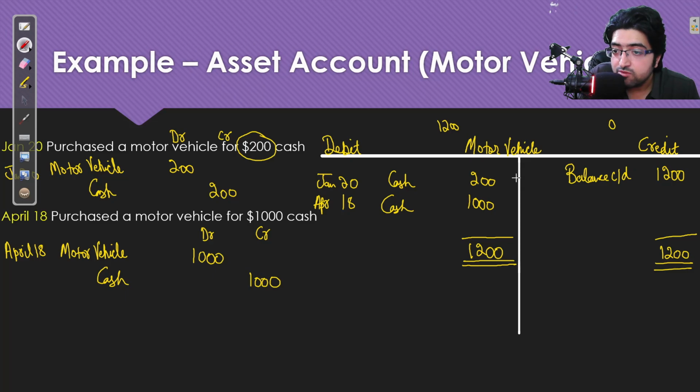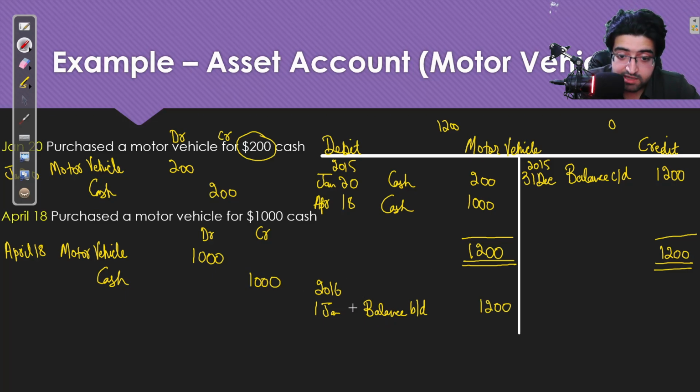And when do we balance T accounts? On the last day of the year. So 31st December. Okay. So this is my balance carried down. So on 1st Jan of the next year, let's say this is 2015. So in 2016, on 1st Jan, my balance brought down would be 1200. What is this balance showing me? This balance shows me that I have motor vehicles worth $1,200 available in the business, right?